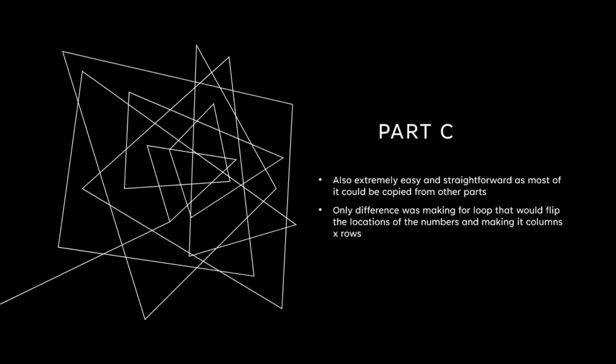Part C was also very easy and straightforward, as a lot of it could be copied from the other parts. The only difference was making a new loop that would flip the locations of the numbers and making it columns by rows instead of rows by columns.